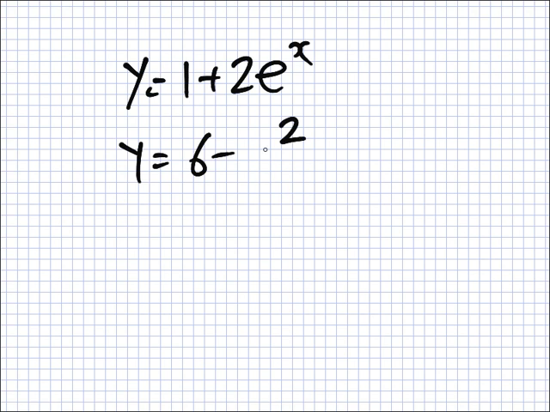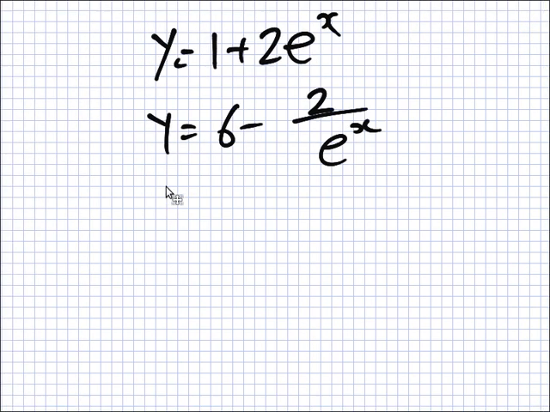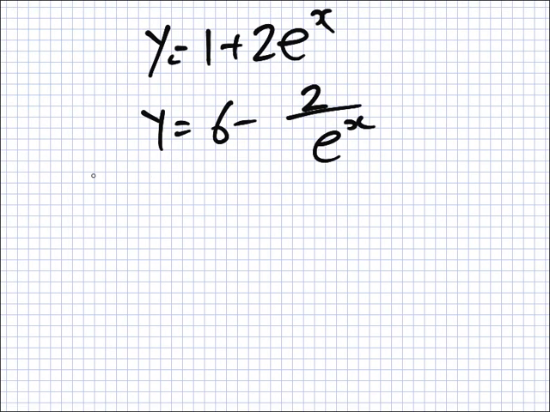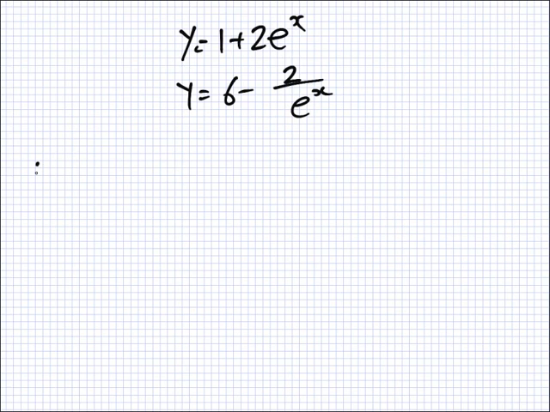I want to solve where this and this meet. So how do I do that? How do I solve this? What method? Equate them, yeah. So I could say 1 plus 2e^x equals 6 minus 2 over e^x. Now, what should we do next?